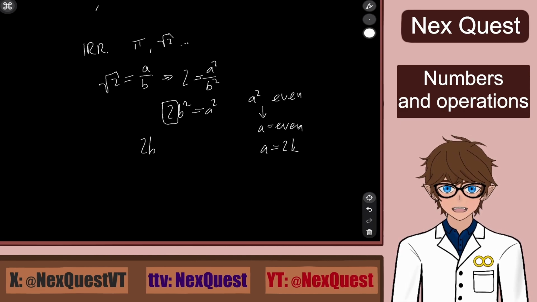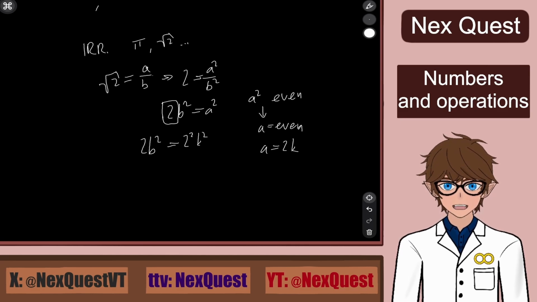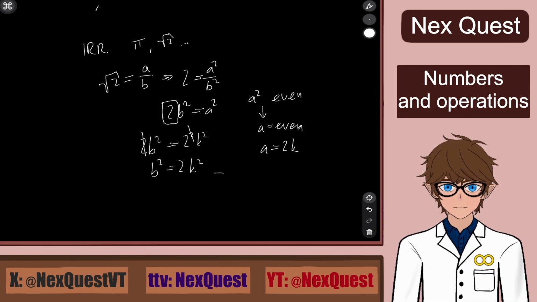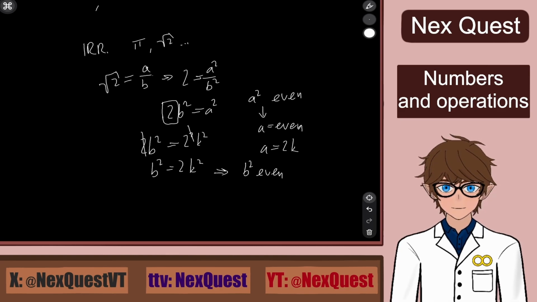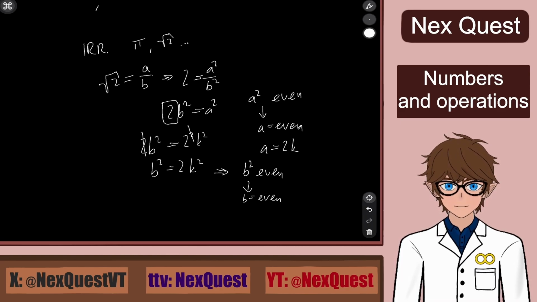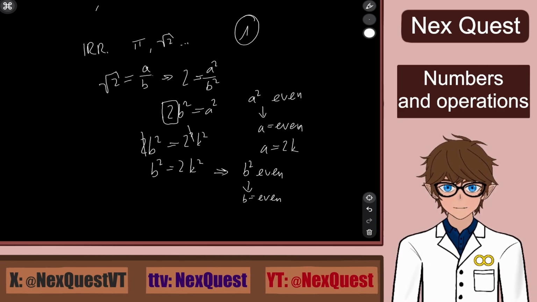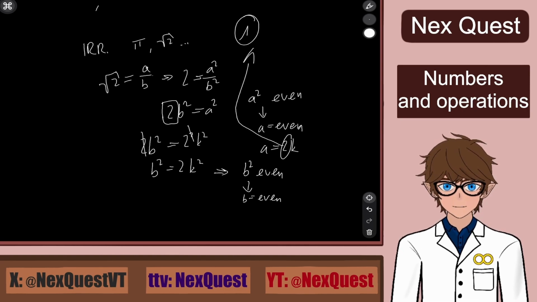Okay, so we will write the left side of the equation, and instead of a squared, we will write the squared value of 2k, which is 2 squared k squared. And now we can divide both sides by 2. We get b squared equals 2k squared. And now we're in the same predicament, because that would mean that b squared is even, which results in b being even. But we made an assumption that the only divisor between a and b is 1. So if we have another divisor, which is 2, it contradicts our original point, which means this contradiction is our proof that square root of 2 is irrational.